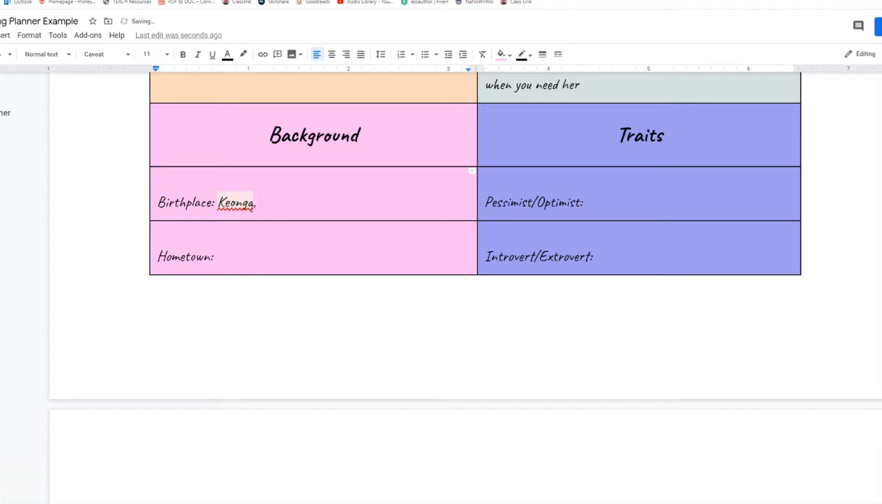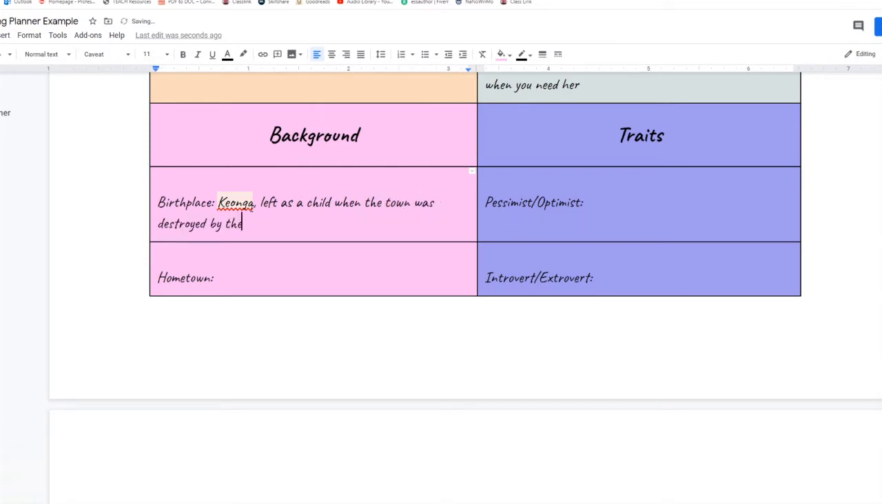So in the case of my character, Auntie Ida, she was born in Kionga, and that was a very war-torn place, and so her family ended up having to flee that area. They left as she was a child when the town was destroyed by the war. So because of the war, she had to leave her home. I mean, it doesn't have to be a big negative reason for your character to have left their hometown, their birthplace, but their birthplace and their hometown might be different.